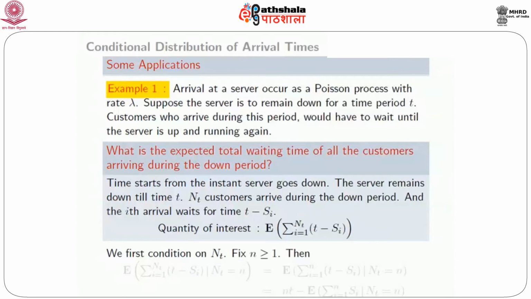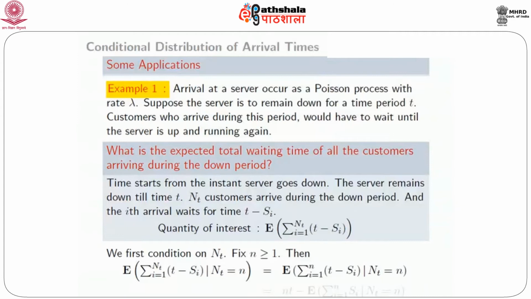So for the ith arrival, the waiting time is t minus Si. So the quantity of interest for us is, I look at all these t minus Si's for all the arrivals up to time t, and then take the sum, and the expected value of that. So that's the quantity of interest. So to find the expected value, the sum is from i to Nt, which is random, and the summands are also random because the Si's are random. So we first condition on Nt, fix n greater than or equal to 1, because if Nt is 0, the sum is 0.